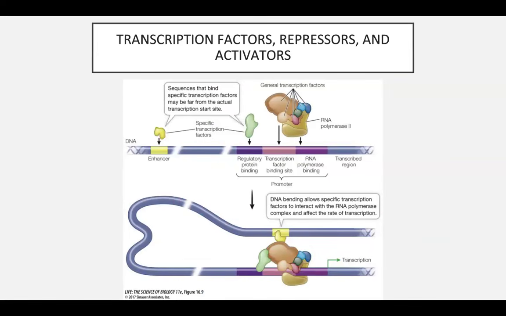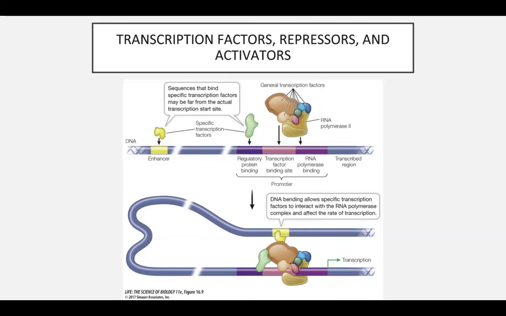So there are repressors and activators, etc. One thing that's really important about DNA is DNA bending. The reason for that is that there are sequences that bind to specific transcription factors, but they may be extremely far from the actual transcription start site. But despite the fact that it's far from the transcription start site, you need it to bind to this transcription complex so that RNA polymerase can come in.